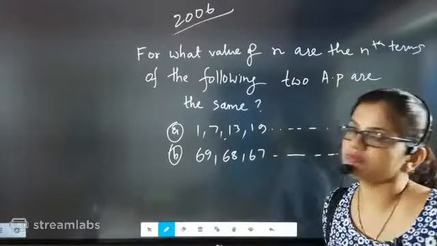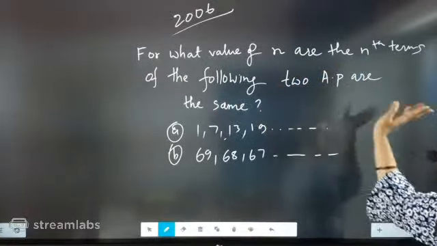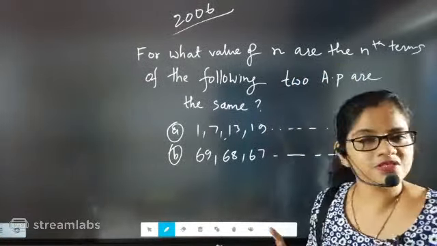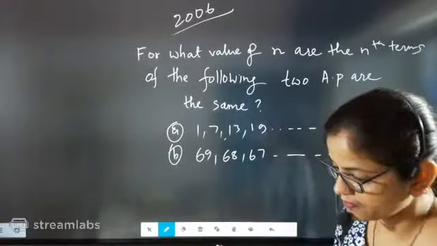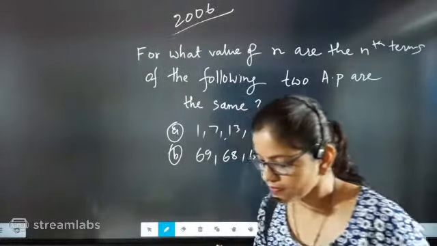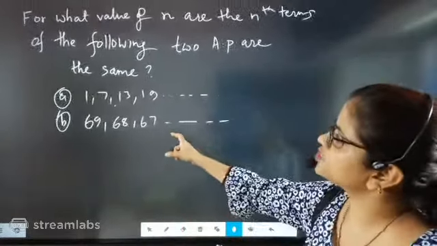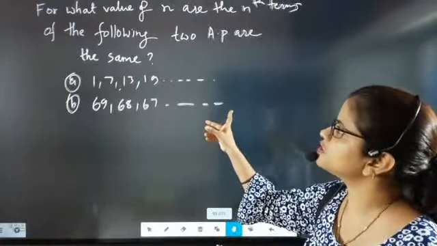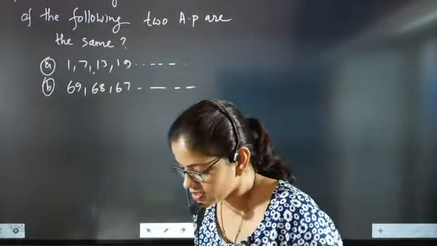Come here, try this question beta. For what values of n are the nth terms of the following two APs the same? That means the nth term of this AP and the nth term of this AP are both the same beta. So first handle both separately. And this question came in CBSE 2006.